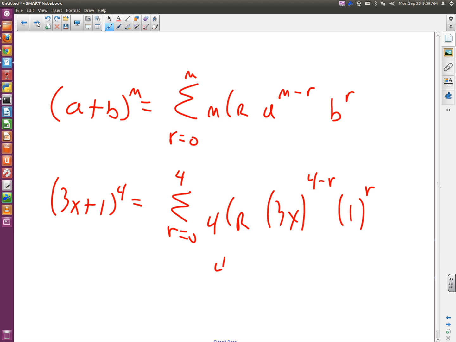What was it? 4C0, 3x to the 0, 1 to the 4, right? If r is 0, do you get that? And then 4C1, 3x to the 1, 1 to the 3, and so forth. Yeah. 4 minus 0. 4 minus 0. I did it backwards. I'm sorry. Yep. Good point. 4 minus 0 is 4, and r is 0. Right, you're right. That's what we did, though, right? That's the point. Okay. Ta-da!